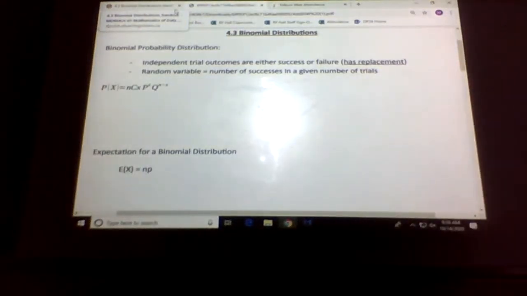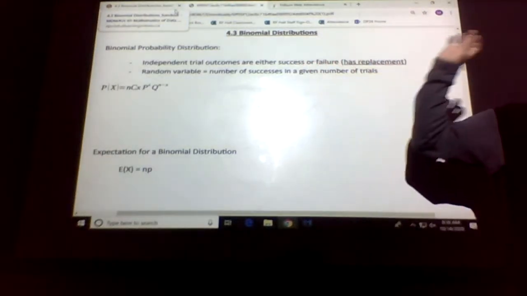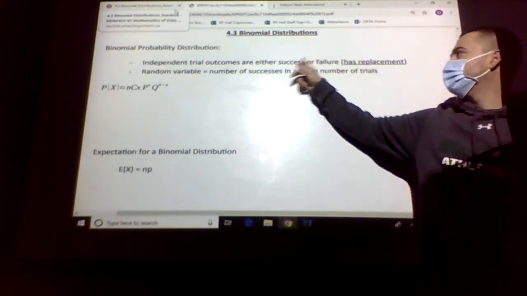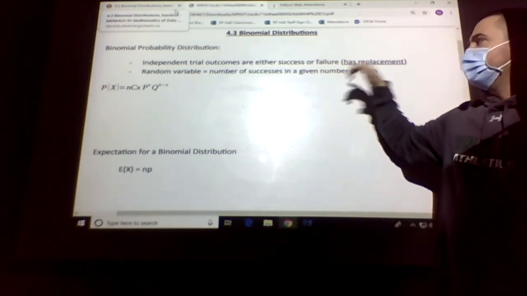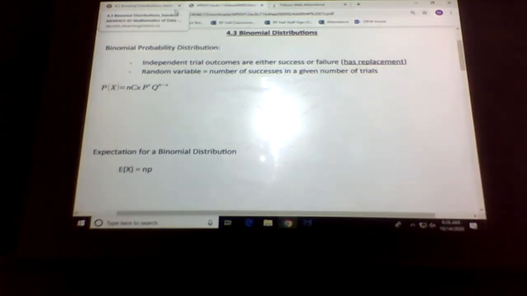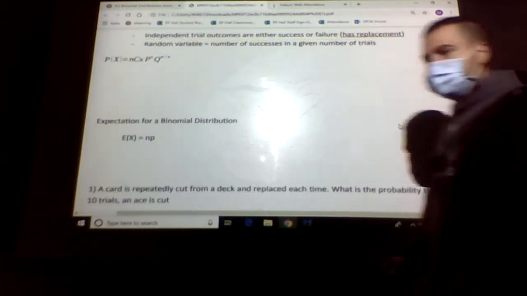Okay, so we have success versus failure, and again, it's what we're looking at versus what we're not looking at. I don't like those words, but that's how they define it. The random variable is the number of successes in a given trial. So we have the formula here.